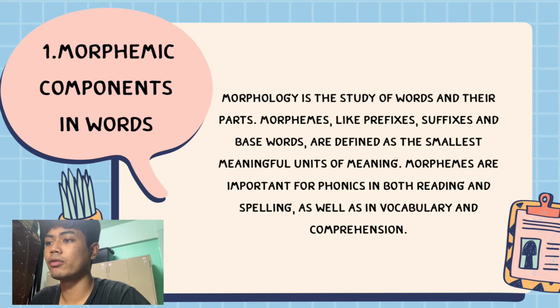Item 1: Morphemic components in words. Morphology is the study of words and their parts. Morphemes like prefix, suffix, and base words are defined as the smallest meaningful units of meaning. Morphemes are important for phonics in both reading and spelling, as well as in vocabulary and comprehension.